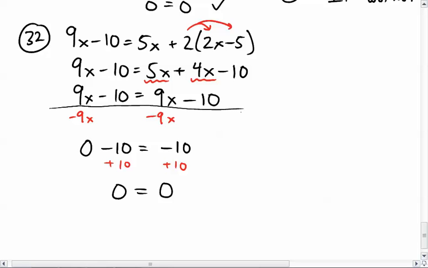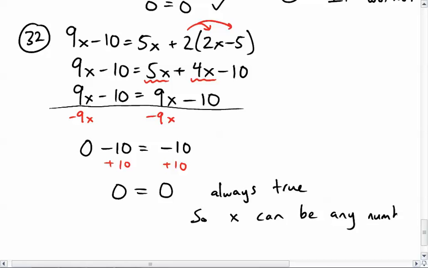Which means that it doesn't matter what number you put into x. If you put the number 0, you get negative 10 equals negative 10. If you put the number 1, you get 9 minus 10 is 9 minus 10. No matter what number you put in for x, it's always going to be the same on both sides. 0 equals 0 is always true. So x can be any number. There's infinitely many solutions.